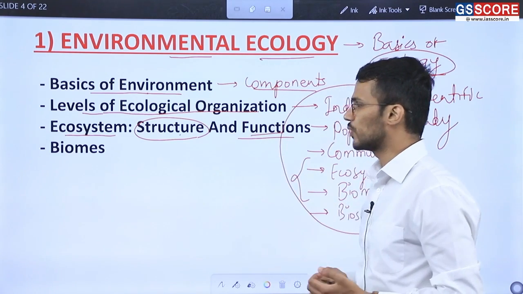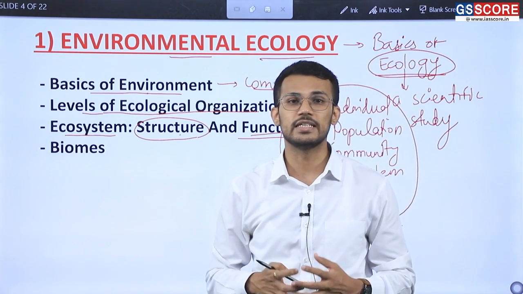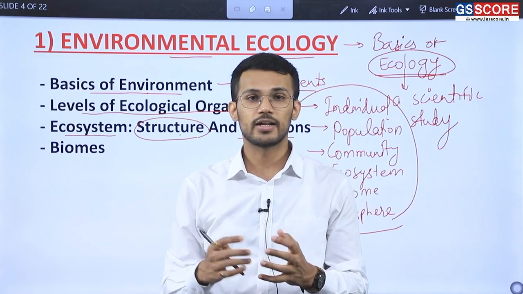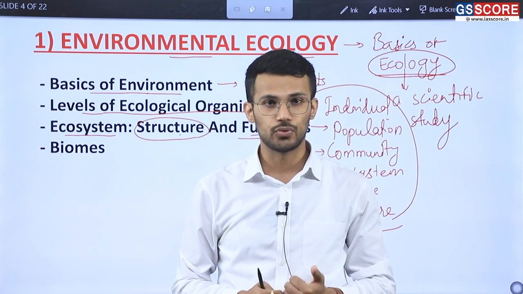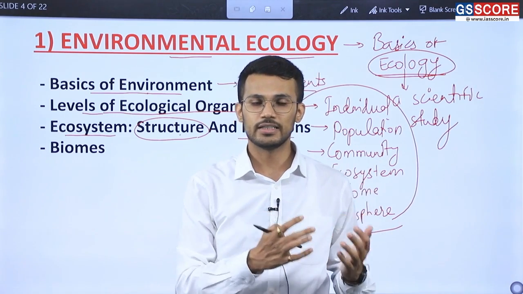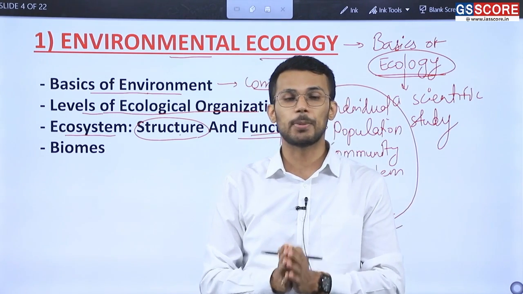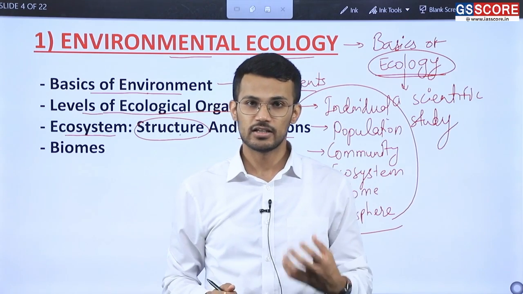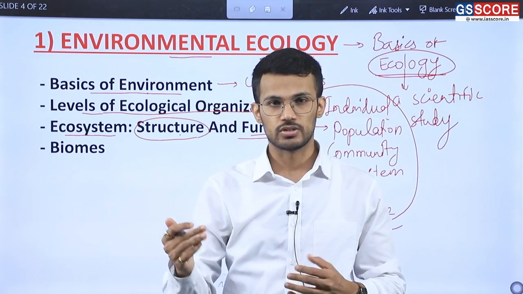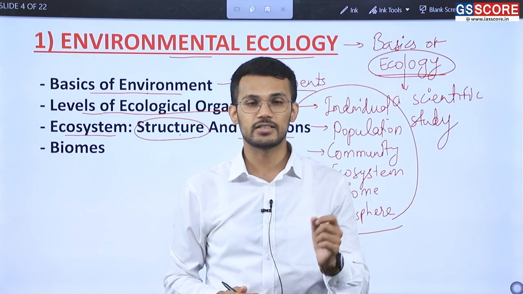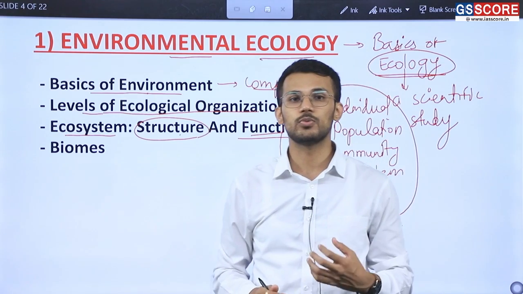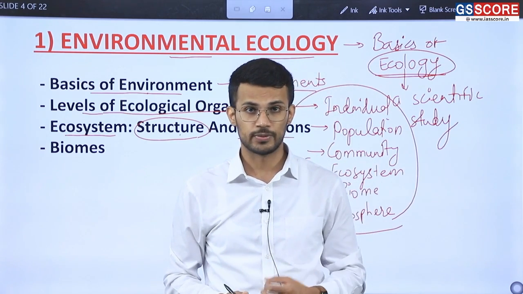Then there are various functions that are carried out in the ecosystem. What are those functions? First, energy flow through trophic levels. We know that in the environment there is a specific path followed by energy from producers to consumers, and from these two to decomposers. So that is an important function in the ecosystem, and questions have been asked by UPSC on these topics as well.